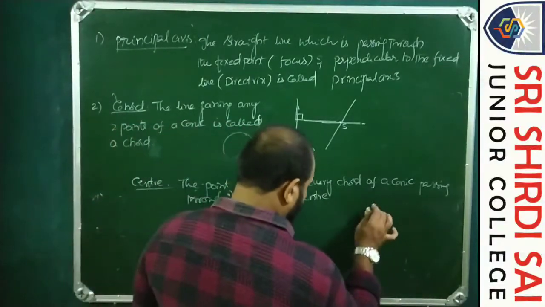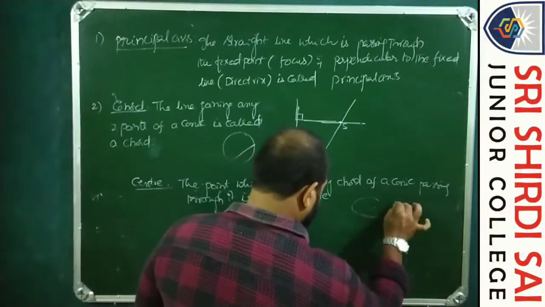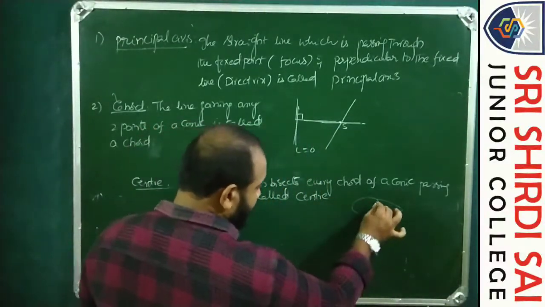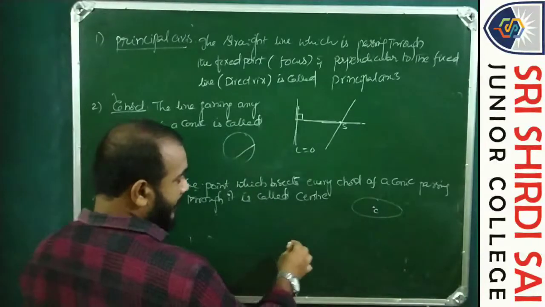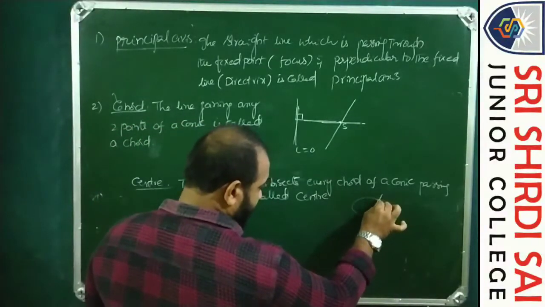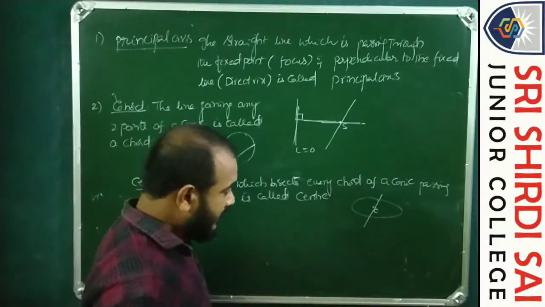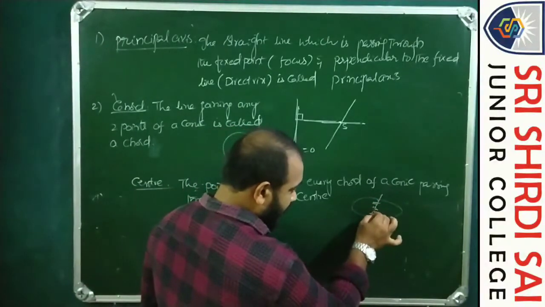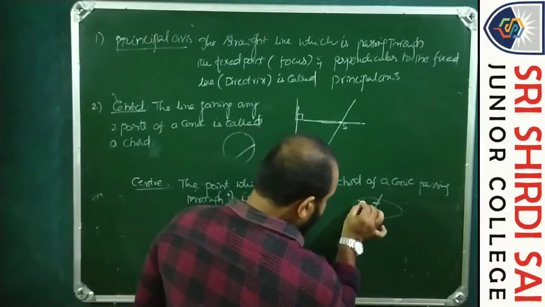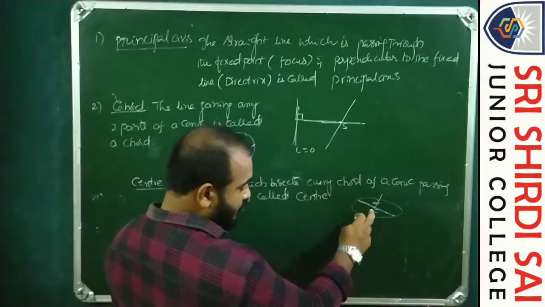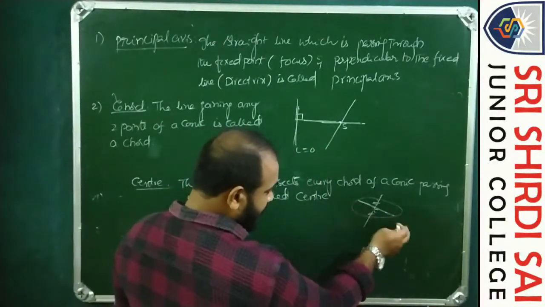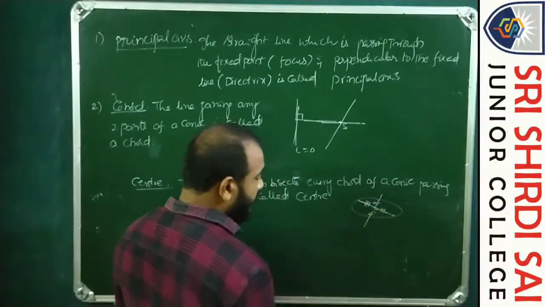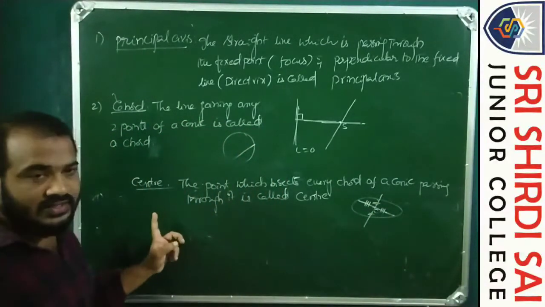So for example, this is a conic, and this is the center. Then, for example, this chord, if I take this point C, bisects the chord equally. Not only that, if you take another chord, this point C bisects it into equal parts. So that point is said to be the center.